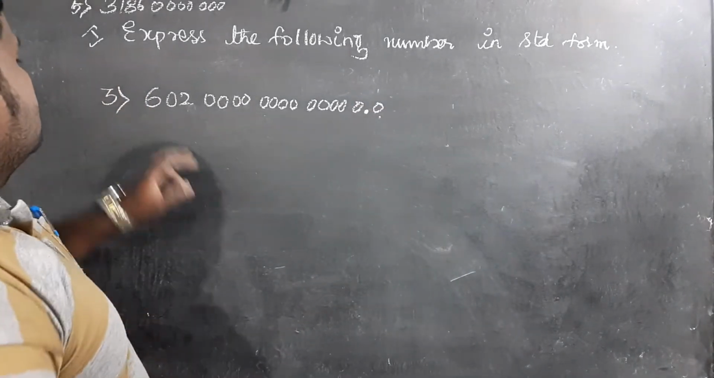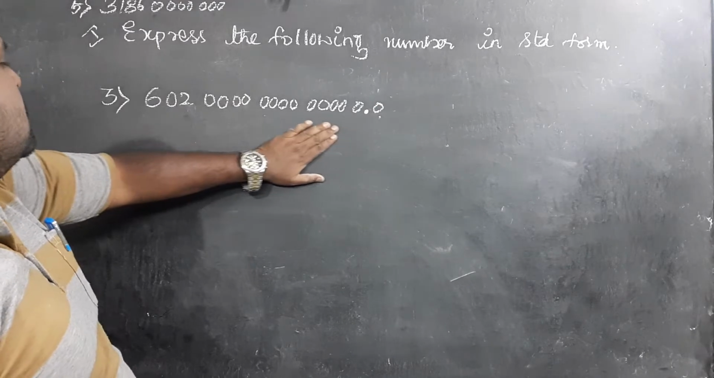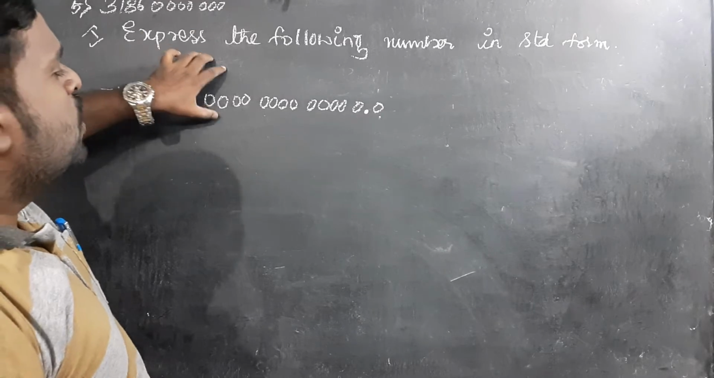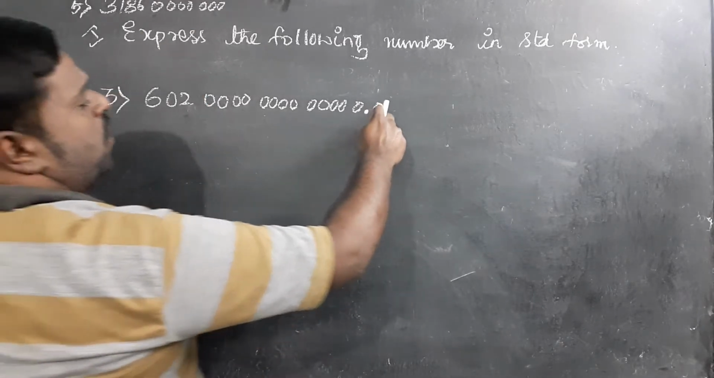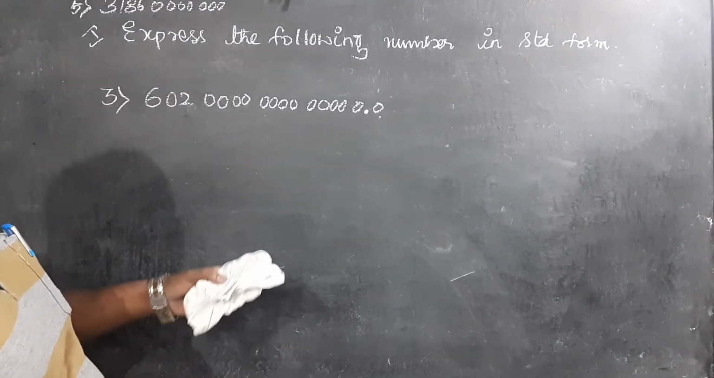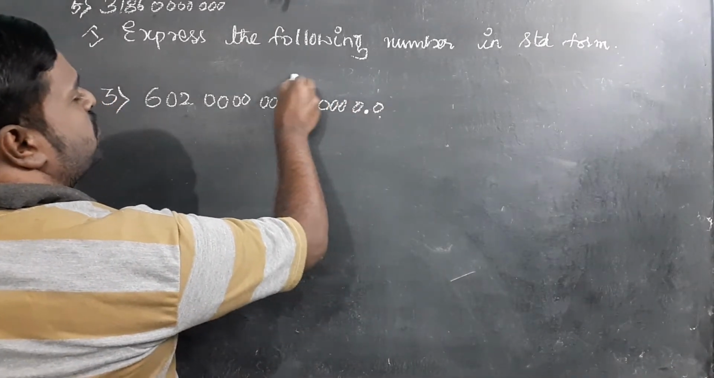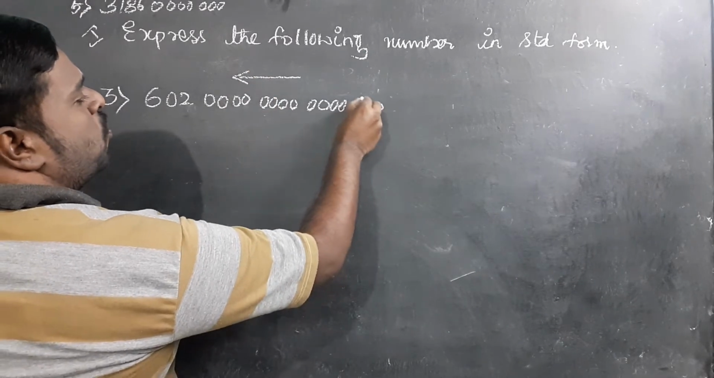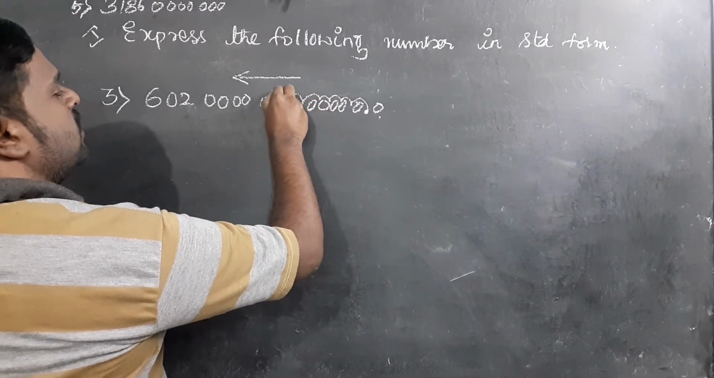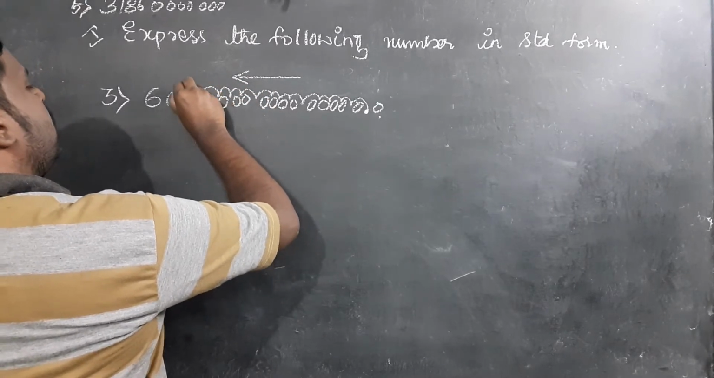Now look on here. 602 followed by 13 zeros, 0.0. This 602 followed by 13 zeros, we call it as integral part, otherwise we call it as whole number part. And this 0, it's said to be the mantissa part. Now look on here. We are shifting towards left. That's very important. Now look on how we will shift. I told you when I am shifting towards left, what happens here? 1, 2, 3, 4, 5, 6, 7, 8, 9, 10, 11, 12, 13, 14, 15.